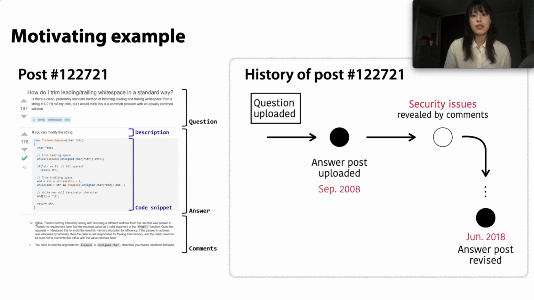As a motivating example, let me introduce a post which is an example of containing insecure code snippets propagated to the Linux kernel. Here is the history of the post. The answer was first posted in 2008, but there was a security issue and the post was finally patched in 2018.